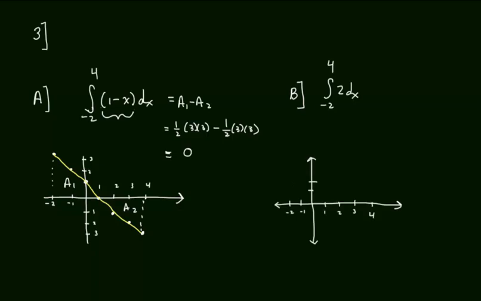In B, the function is a simple constant horizontal segment from -2 to 4, and that looks like one giant rectangle. So this is the area of the rectangle, and that area is going to be base of 6 times the height of 2, which equals 12. Integral equals 12. Net area equals actual area equals 12.